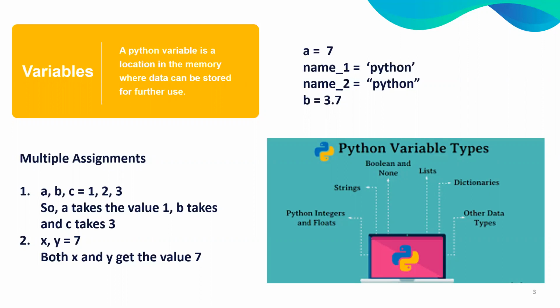Python allows multiple assignments where we can assign values to multiple variables in a single statement. So here a, b, and c take the values 1, 2, and 3 respectively. Similarly, x and y, both of them get the value 7.